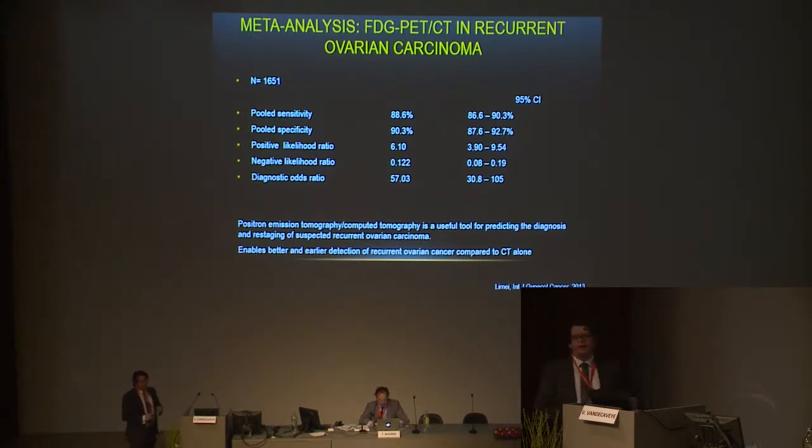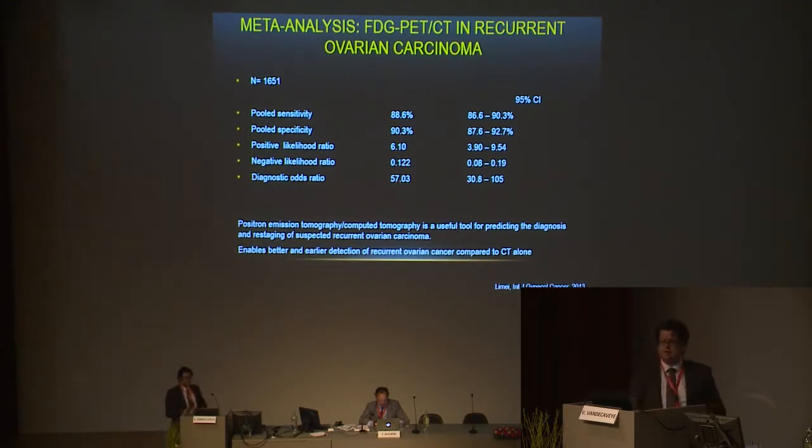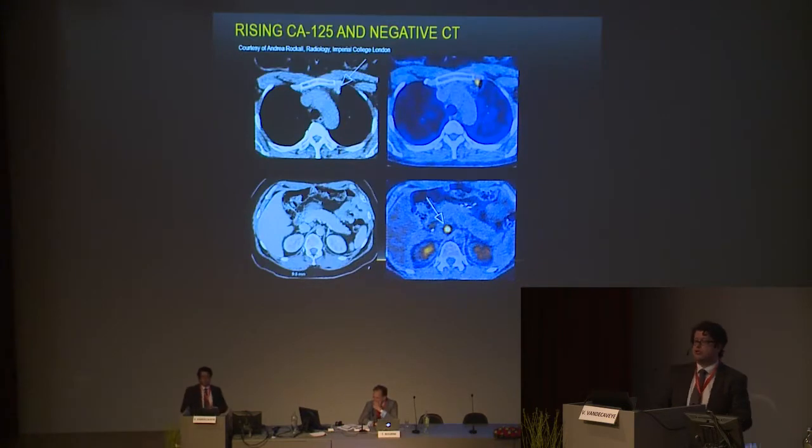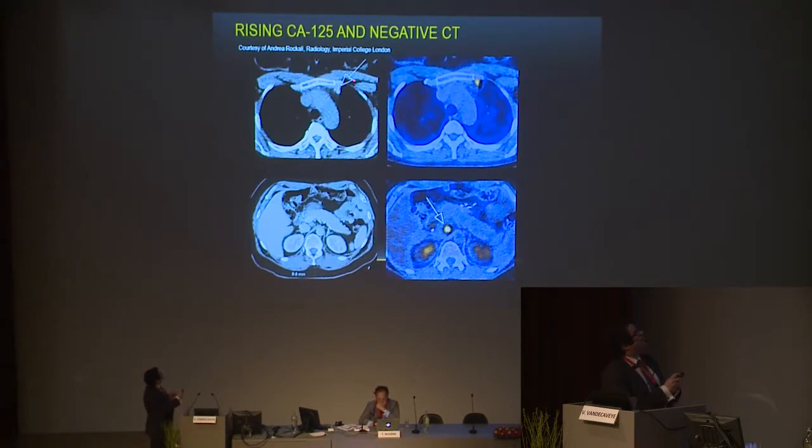So, when we look at the PET-CT, it has a good sensitivity and specificity, and mostly the PET-CT is truly better than CT scan, and it allows for a more early and better detection of recurrent ovarian cancer. And that's where we have to put it. Do you want to know all this information? Major advantage of PET-CT over CT?